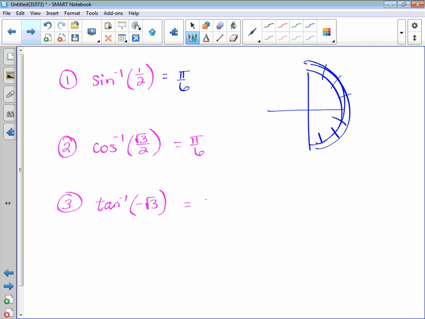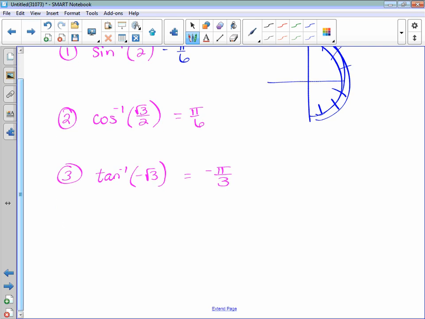Alright guys, that one was negative pi over 3. Don't tell me pi over 3. Yes, those are coterminal, but that is not a part of the restrictions that you can use here. So you've got to use the part of the circle I tell you to use.